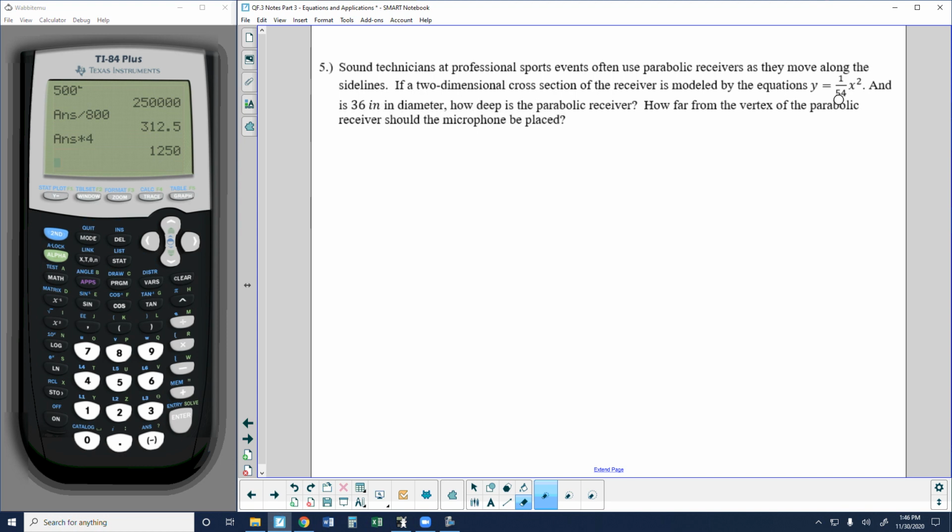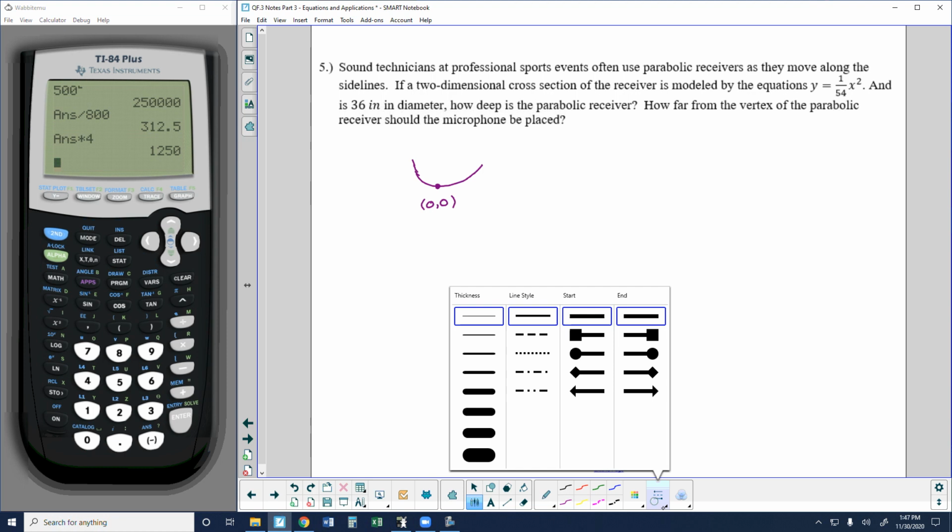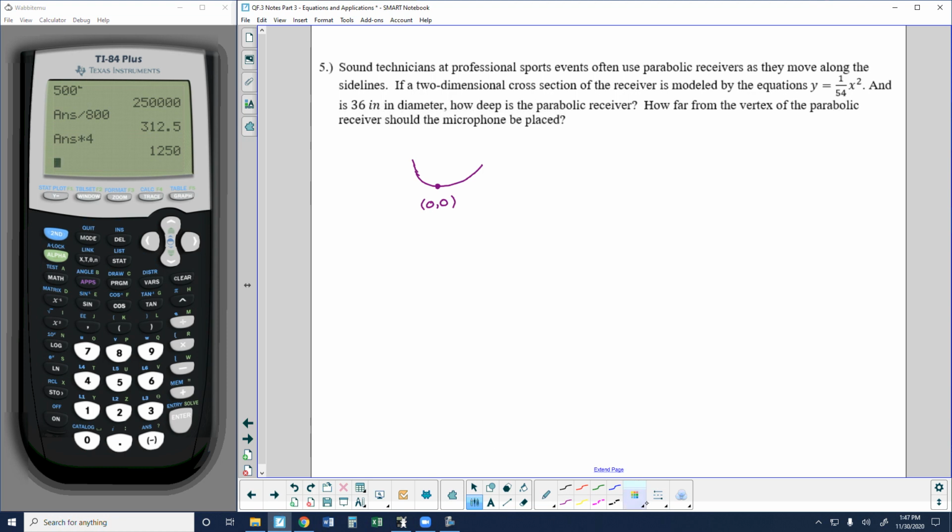So notice that they gave us the equation y equals 1 over 54x squared. So I know that this is going to be a parabola that opens up because y is by itself, so it's vertical. It's going to have a vertex at (0, 0). And this is what I know about the parabola. So just based on the equation, I can go ahead and, if I wanted to, put it on some axes. This is really sketchy and rough, but you get the idea. So now we also know that 1 over 54 is the leading coefficient of this parabola.